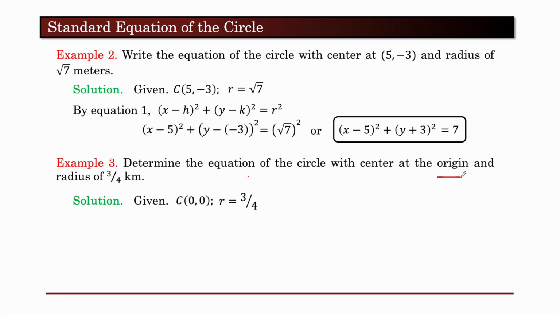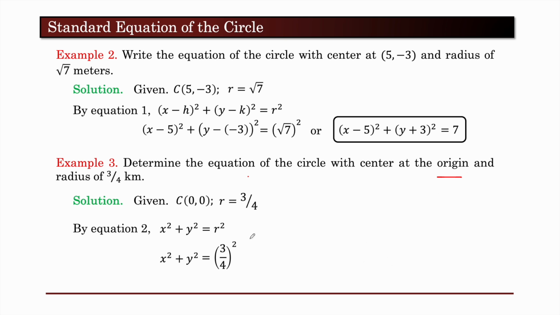Now, what equation number do we have to use? Equation 1 refers to h, k. Equation 2 pertains to center at the origin. So, that's correct. It should be equation number 2. So, that's x squared plus y squared equals r squared. Now, r is the only thing that we have to evaluate. Okay. That is 3/4 squared.